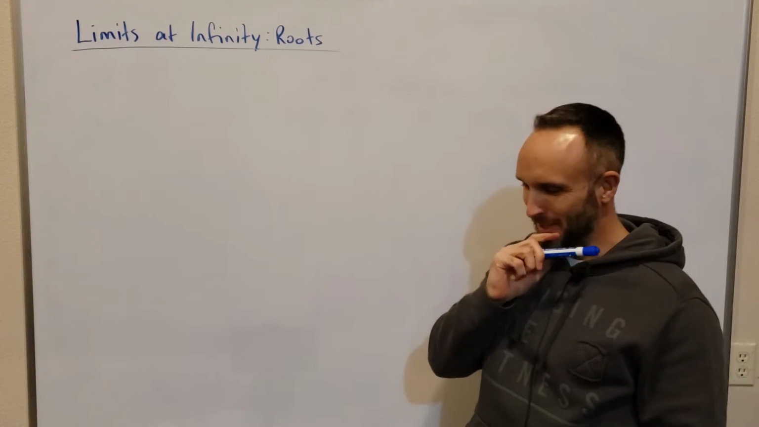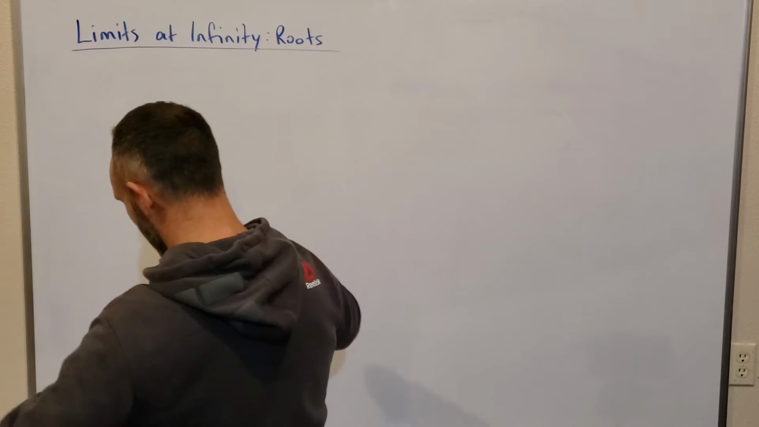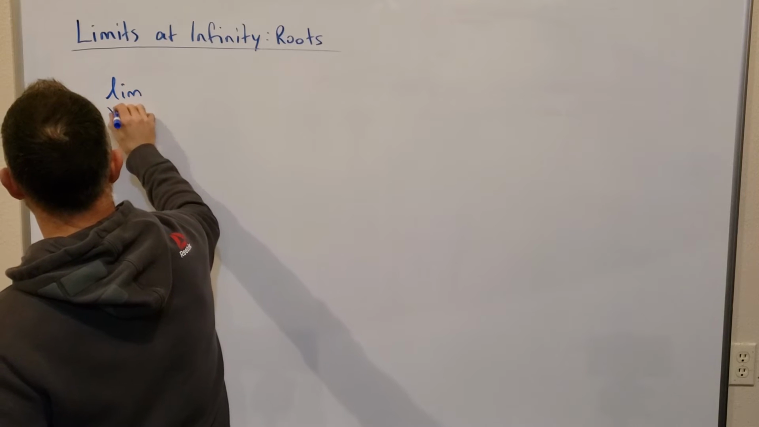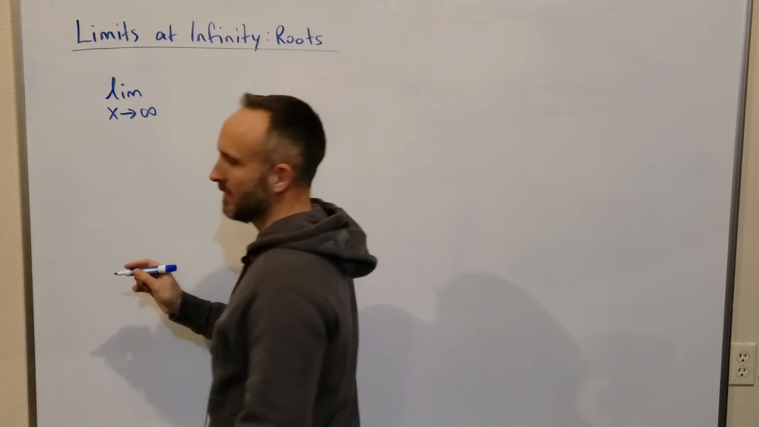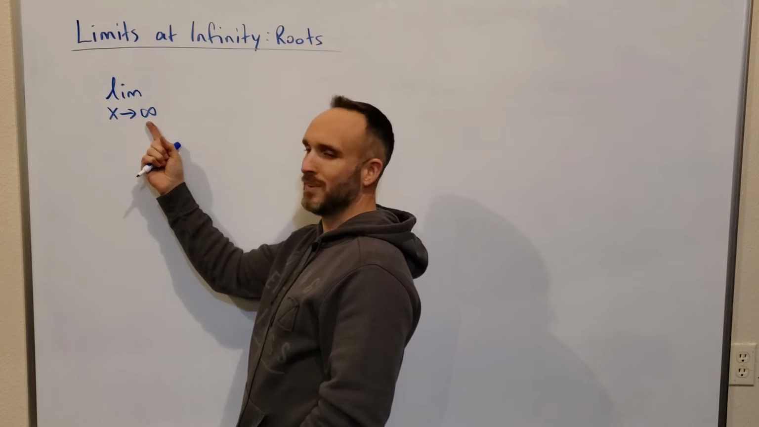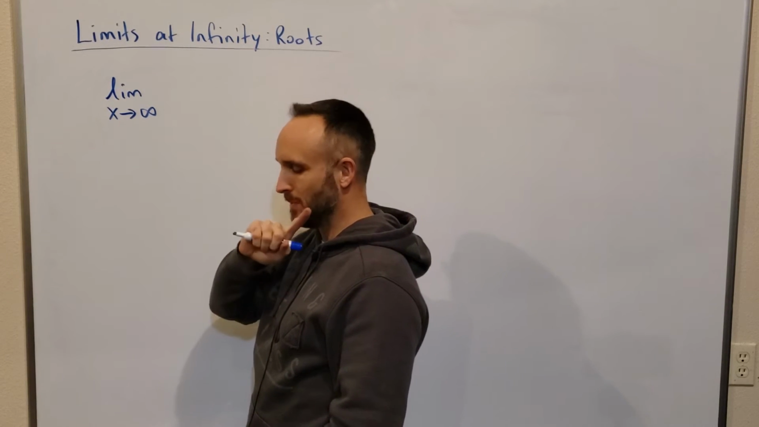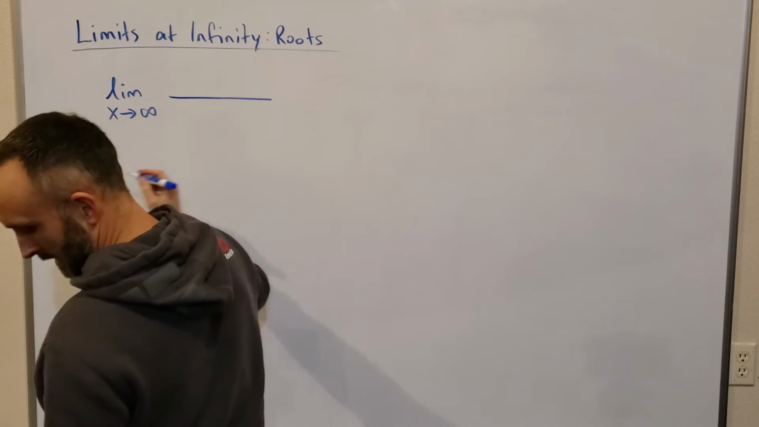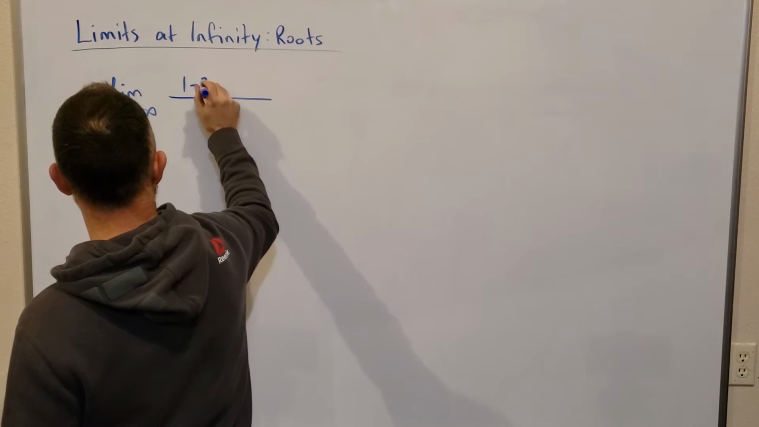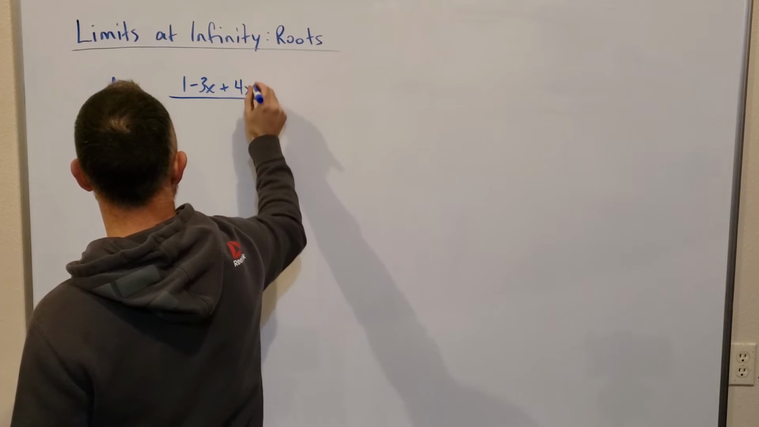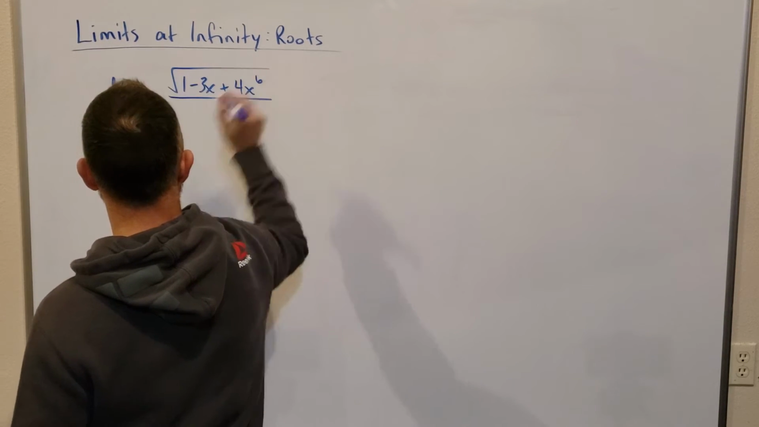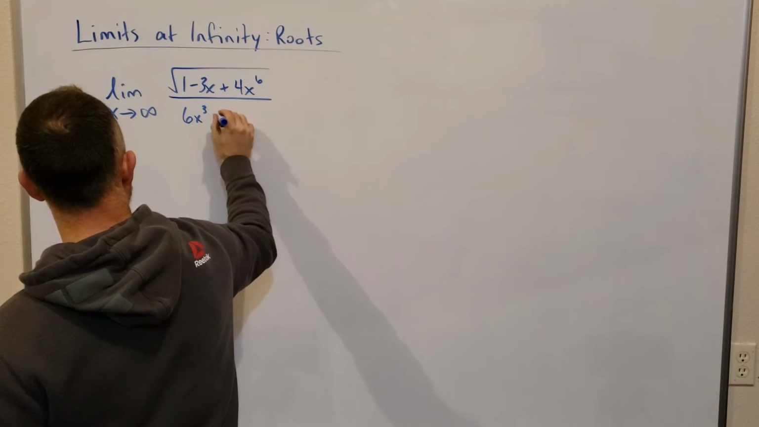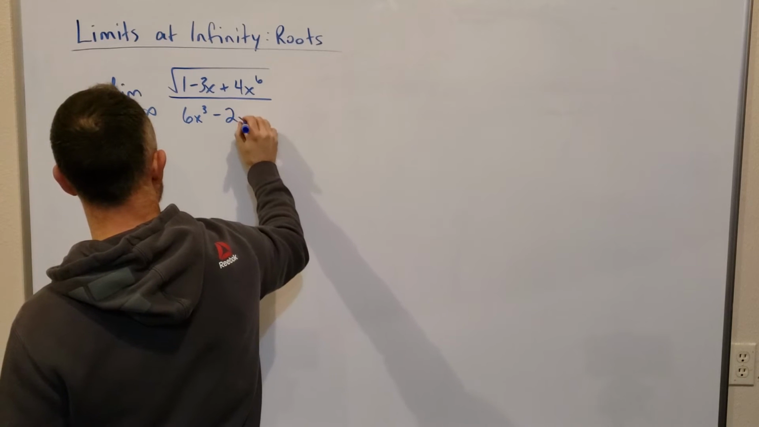Okay, let's do some limits. How about that? That sounds like a good idea. Let's say that we want to take the limit as x goes to infinity. Notice that as x goes to infinity, we're talking about positive x values. Keep that in mind. As x goes to infinity of this ratio, and on top we've got the square root of 1 minus 3x plus 4x to the 6th. And on the bottom, we have 6x to the 3rd minus 2x squared plus 1.